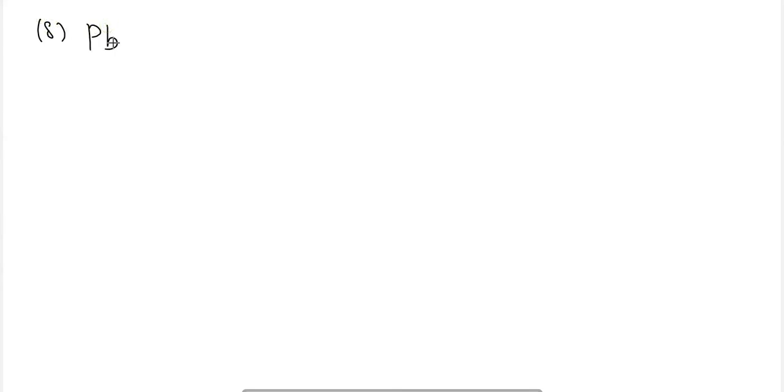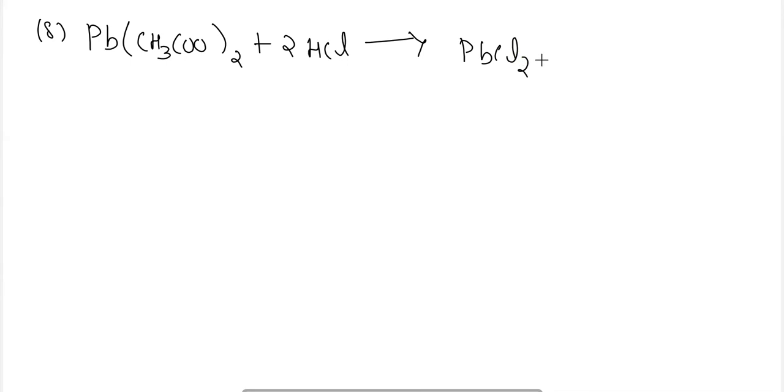Okay, now the reaction of HCl with metal salts. So let us see the reaction of HCl with lead acetate. When lead acetate reacts with HCl, a white precipitate, that is lead chloride, will be produced. Okay, a white precipitate, that is lead chloride, is produced along with acetic acid.